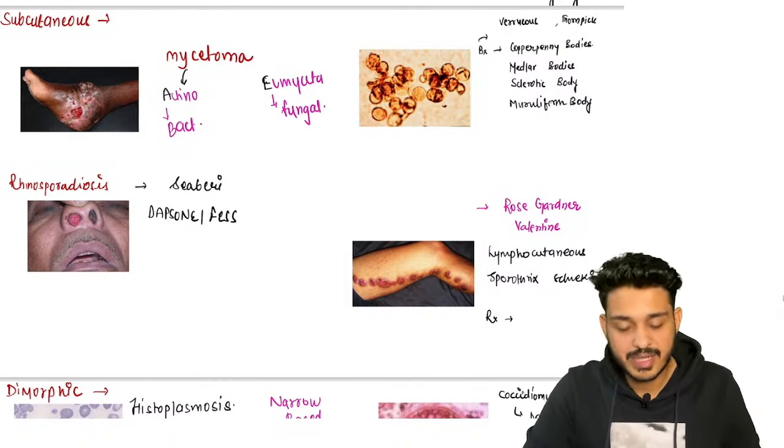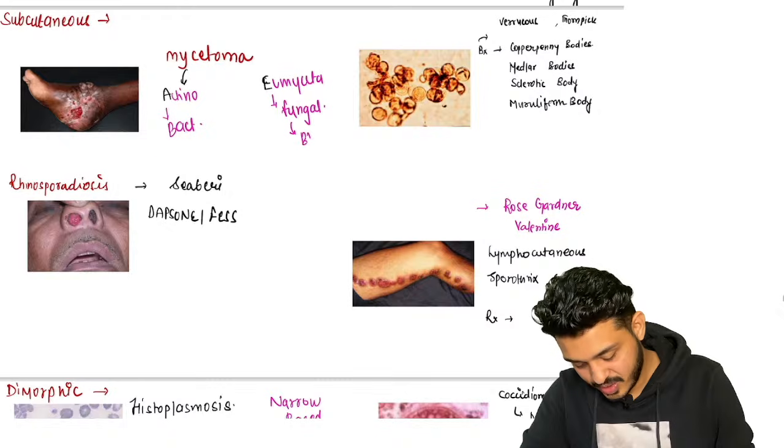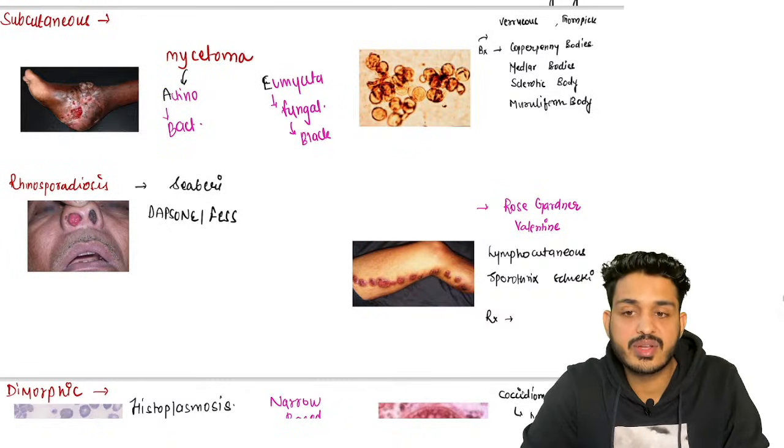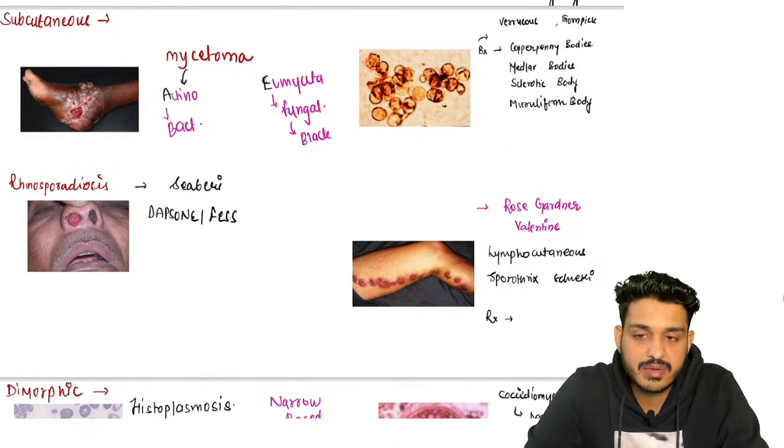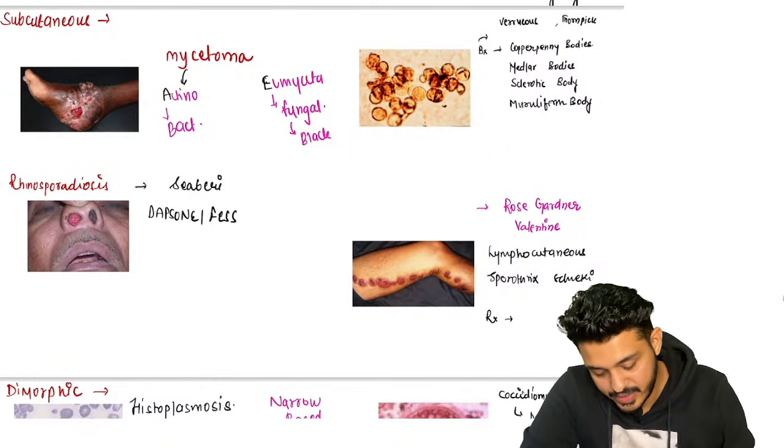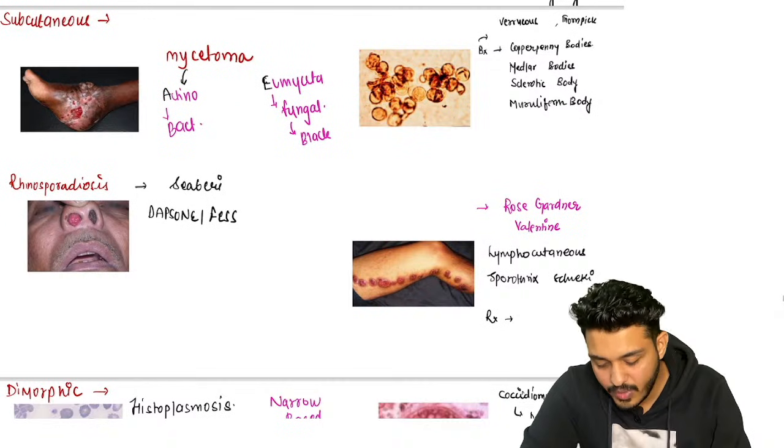Fungal mycetoma can have black color discharge from the granules. You can have black color lesions coming out. This is known as black sulfur granules, and this is going to be eumycetoma. Whereas if you have white or yellow color granules, this is going to be actinomycetoma.